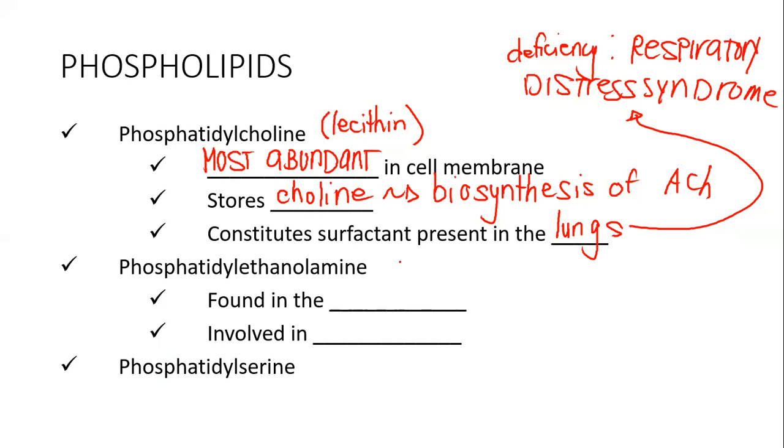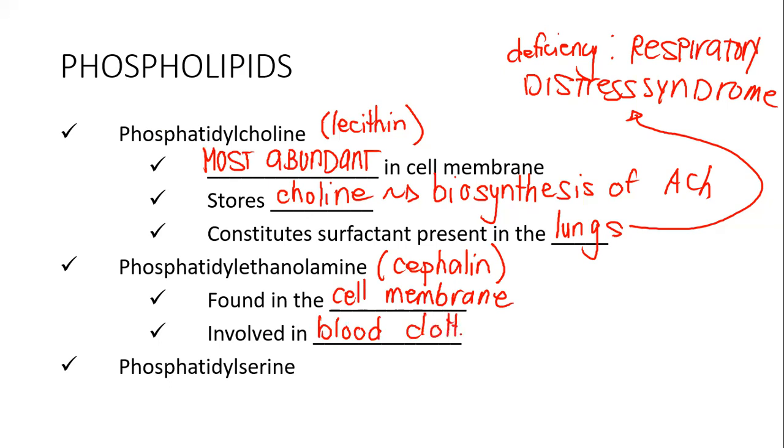Next would be phosphatidylethanolamine. So from the name itself, the head group would be ethanolamine. So phosphatidylethanolamine class is more commonly known as cephalin. So cephalin class is also found on the cell membrane. And cephalin is also involved in blood clotting. Okay.